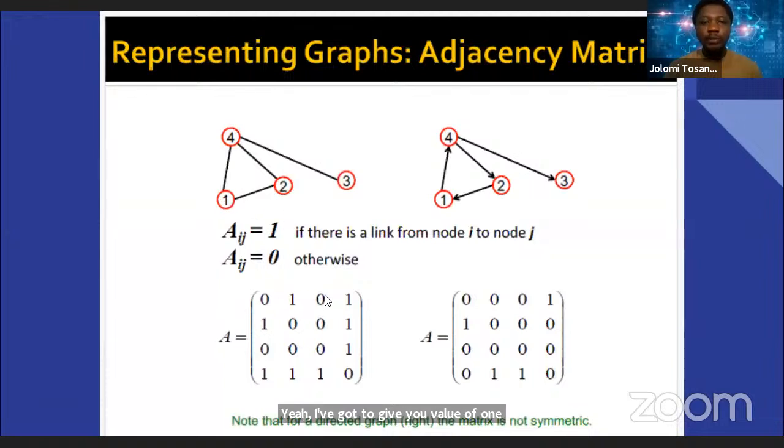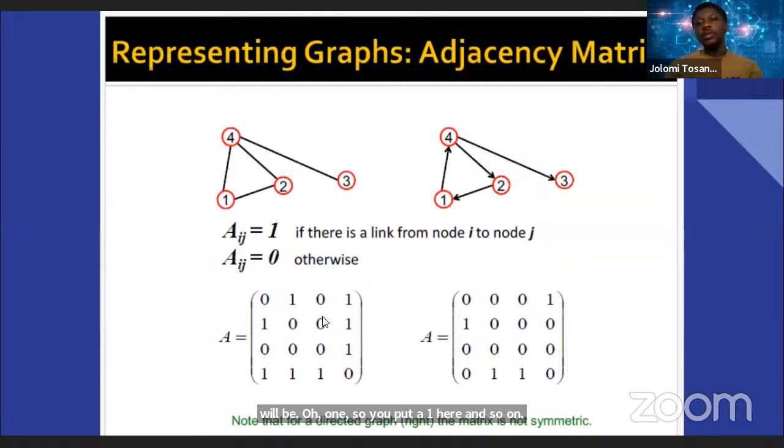So if this row refers to node 1, node 2, node 3, node 4, then this column is also for node 1, node 2, node 3, and node 4. So right here you see a connection between node 1 and 2. That will be row 1 and column 2, so you put a 1 there and so on, basically, right? So this is an adjacency matrix.